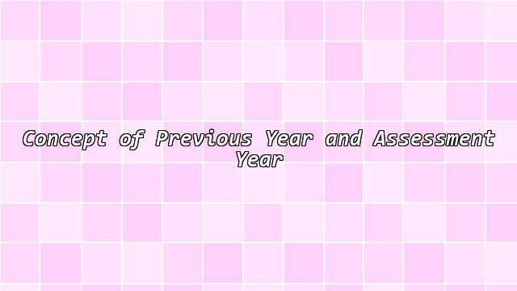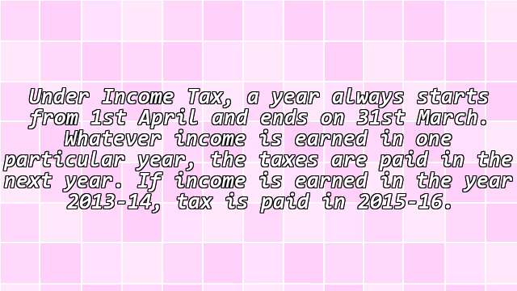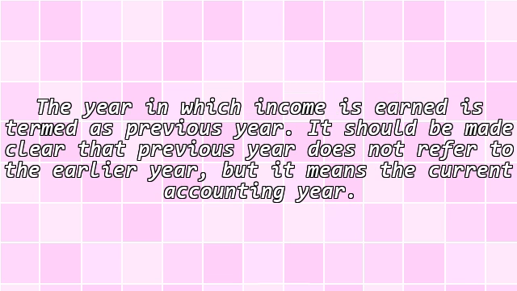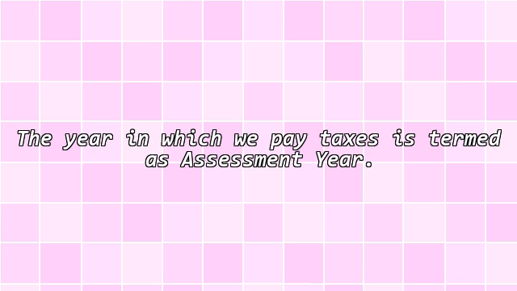Concept of previous year and assessment year. Under income tax, a year always starts from 1st April and ends on 31st March. Whatever income is earned in one particular year, the taxes are paid in the next year. If income is earned in the year 2013 to 14, taxes are paid in 2015 to 16. The year in which income is earned is termed as previous year. It should be made clear that previous year does not refer to the earlier year, but it means the current accounting year. The year in which we pay taxes is termed as assessment year.